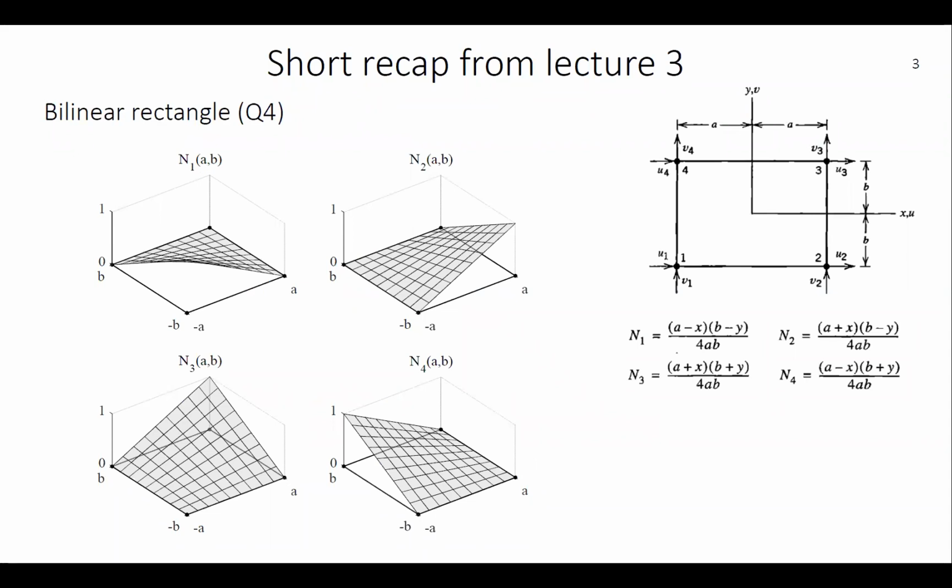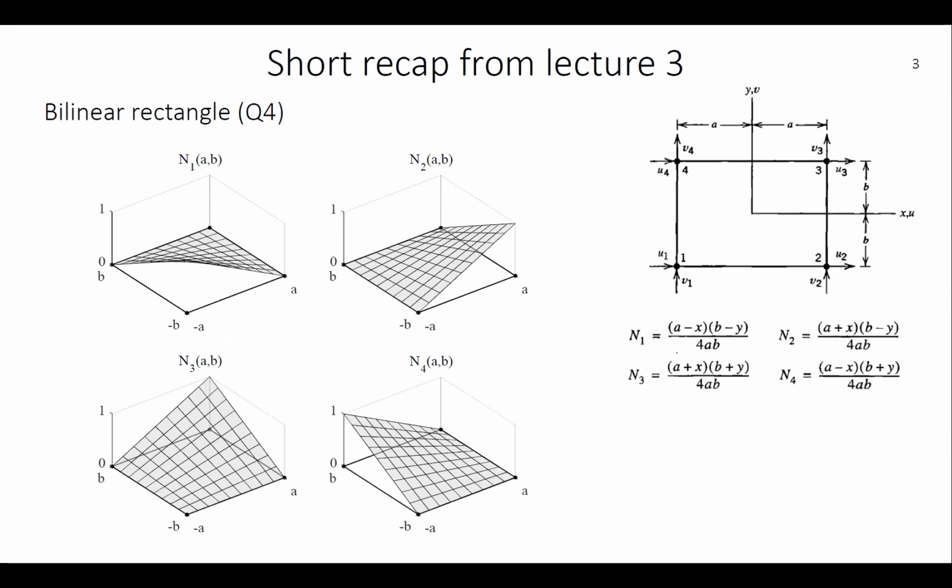So a short recap from lecture 3. We here have an illustration of the 4-noded bilinear rectangular element denoted Q4. We have 4 nodal points, 1, 2, 3, 4 in that order, each having 2 degrees of freedom, u1, v1, u2, v2, and so on. We illustrate this by an element that has the dimensions 2a times 2b with the coordinate system in the center.